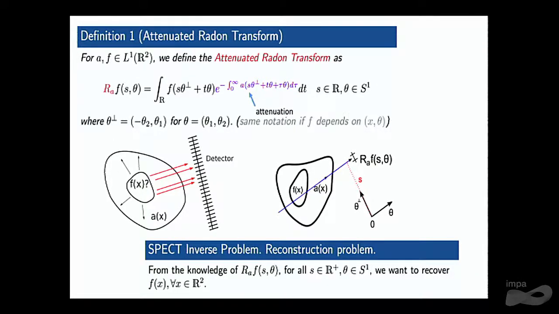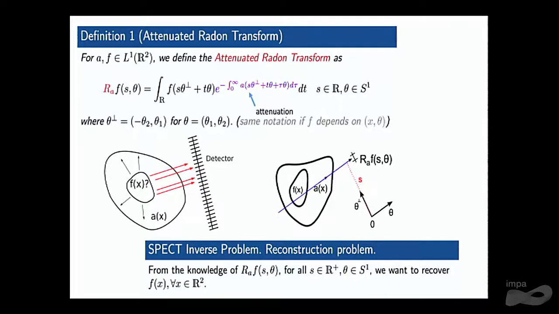So this function depends on f and depends on a. It depends linearly on f, but depends non-linearly on a. And this is the main difficulty to recover both parameters, f and a. So this is exactly the inverse problem for SPECT: to recover the source from these quantities along lines.